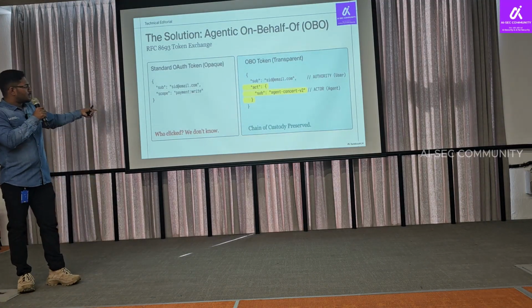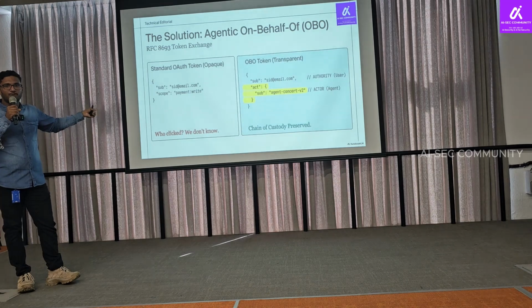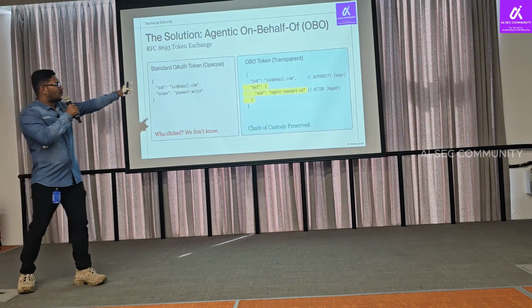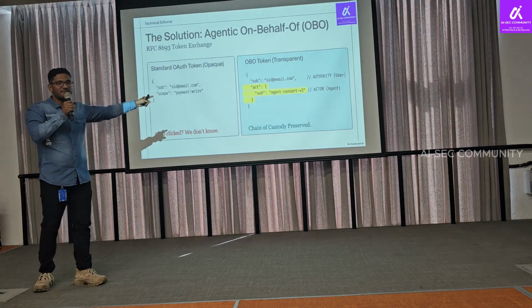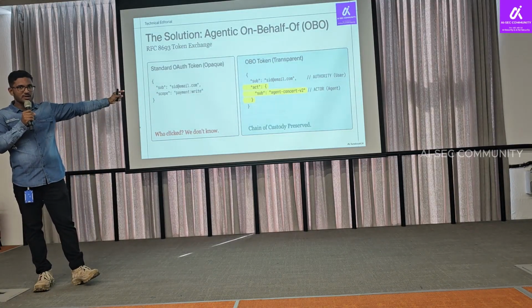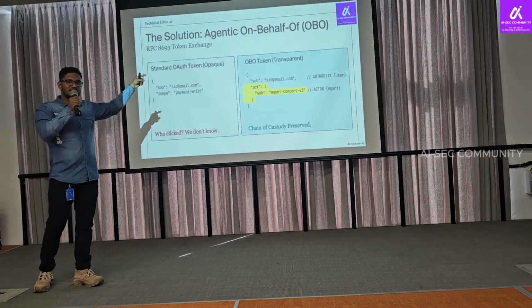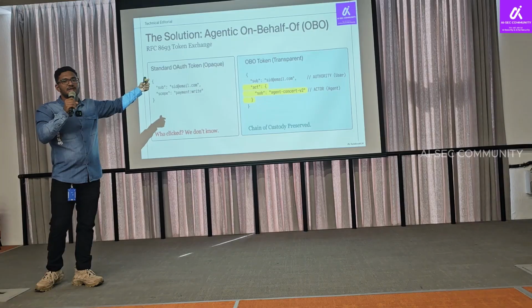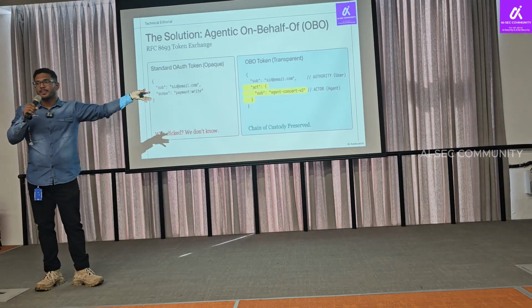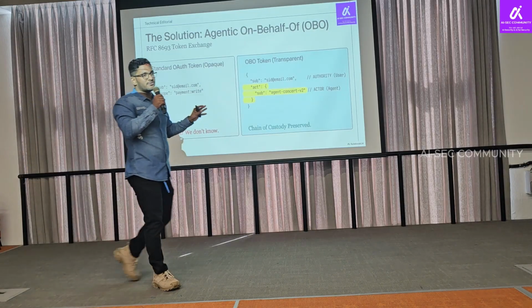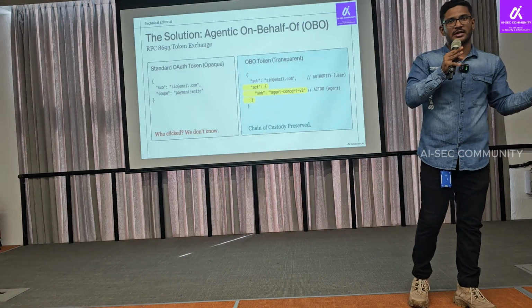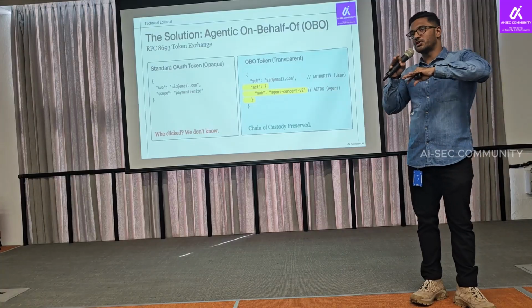So in this case, we do not know who clicked, who performed the action. All we know is that Sid authorized it. In the on behalf of flow, where we have an actor claim in our token, we know that Sid authorized it, but the agent acted on behalf of Sid, right? So before I go any further, I just want to pause and take questions, if you have any, so that we can move forward to other things.